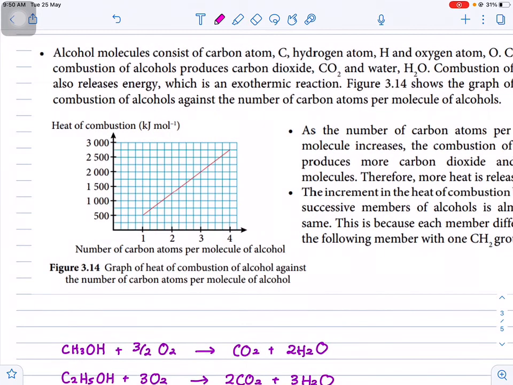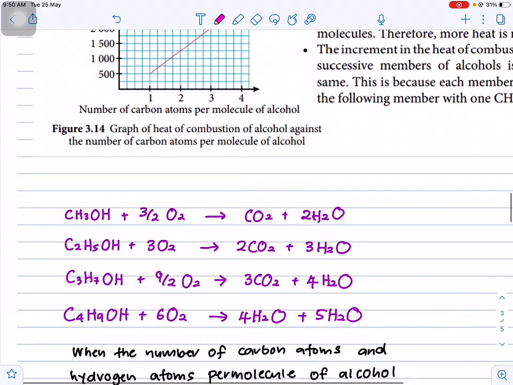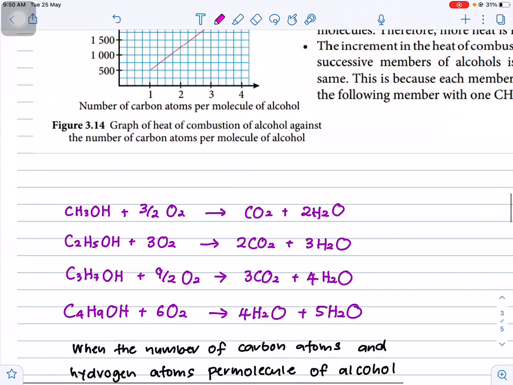So why does this happen? Okay, so now I'm going to prove to you. So this is the equation for the different alcohols that we use. We have the first one, methanol, and then we have ethanol, propanol, and butanol. Okay, so what is the difference? Before that, look at what the similarities are. They're going to react with the oxygen, and all of them are going to produce carbon dioxide and water for sure, because kita hanya melibatkan complete combustion.